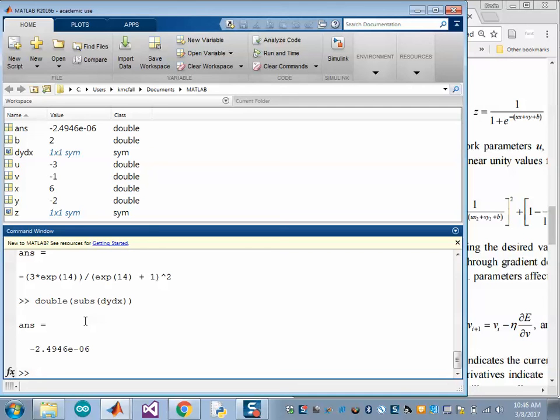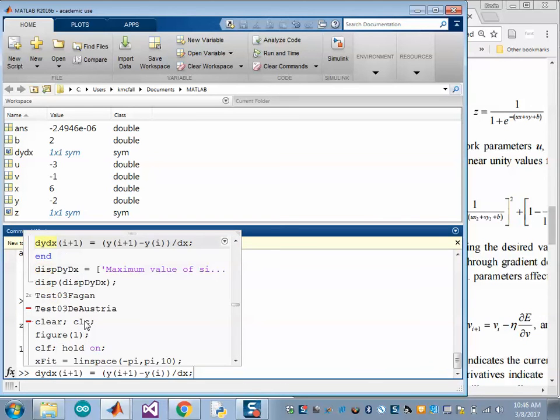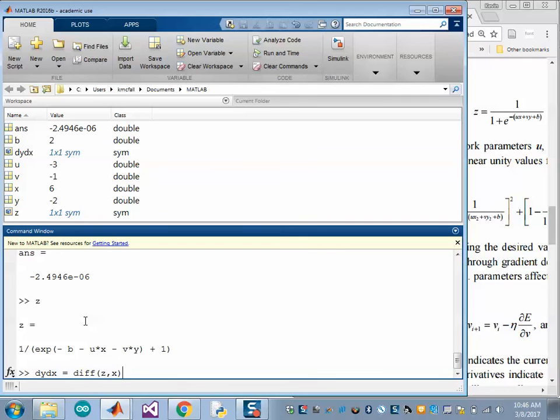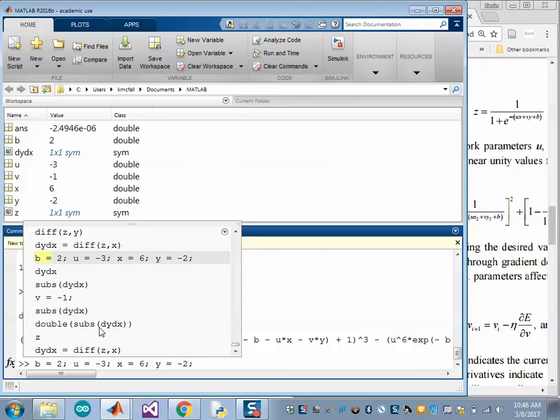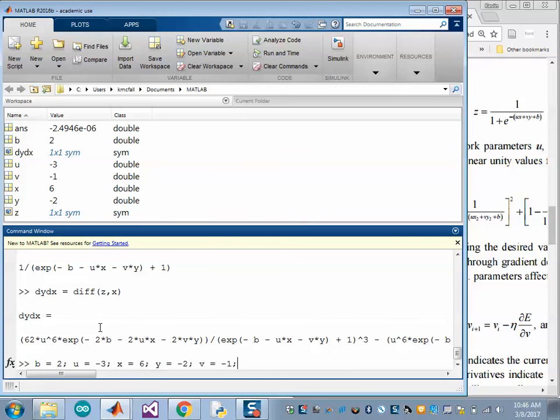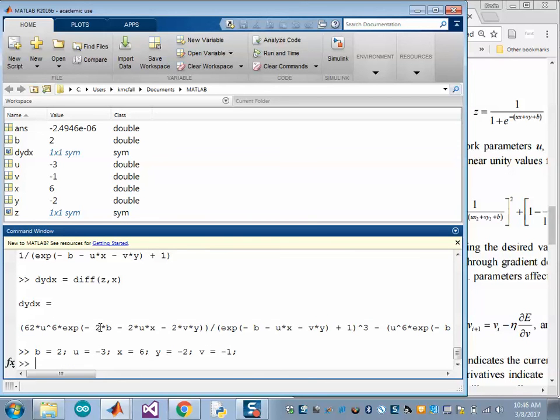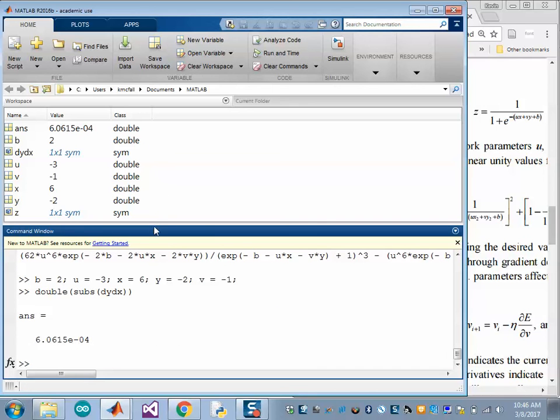All right? So what I did here is I started off with my function z. I took a derivative of it. Then I set all of the values that I wanted the things to have, including v. And then I substituted in all the things for that and converted it to a double.